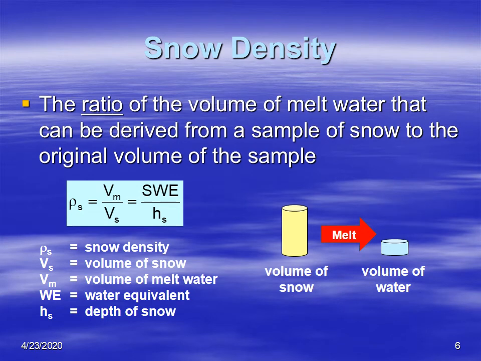Another term you need to be familiar with is snow density. Snow density is the ratio of the volume of the meltwater that can be derived from a sample of snow to the original volume of the sample. Here it talks quite a bit about volume and the ratio. So it's the volume of the water divided by the volume of the snow.